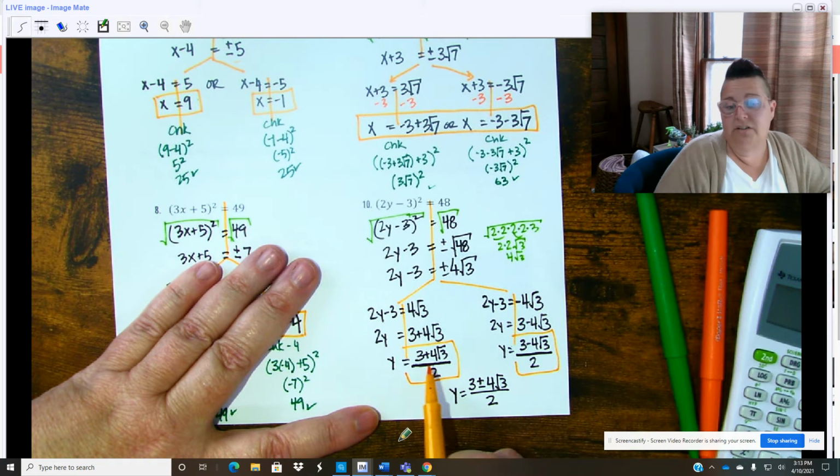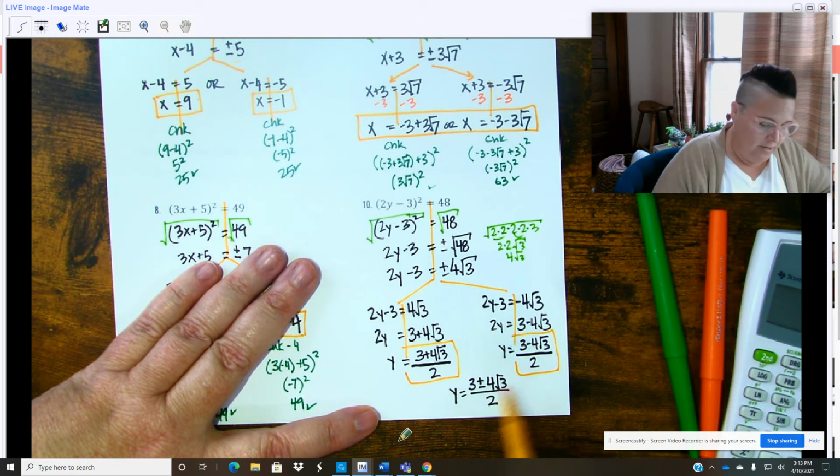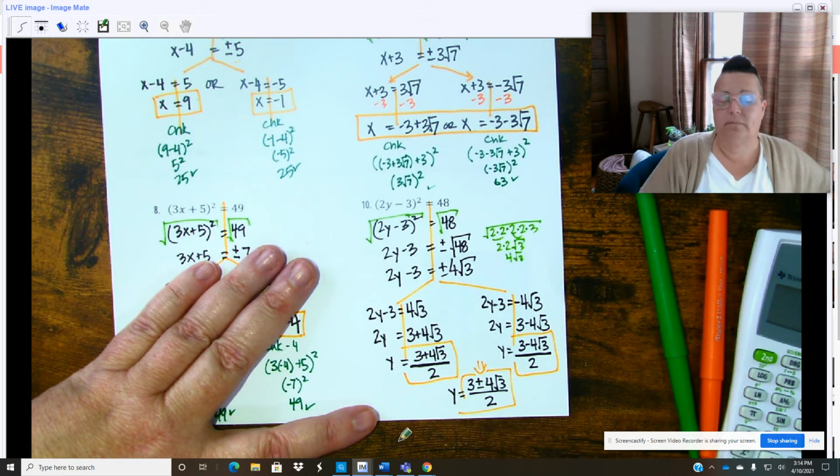And I have y is 3 plus 4 square roots of 3 all over 2, and y is equal to 3 minus 4 square roots of 3 all over 2. Also written all in one step as plus or minus. Okay?